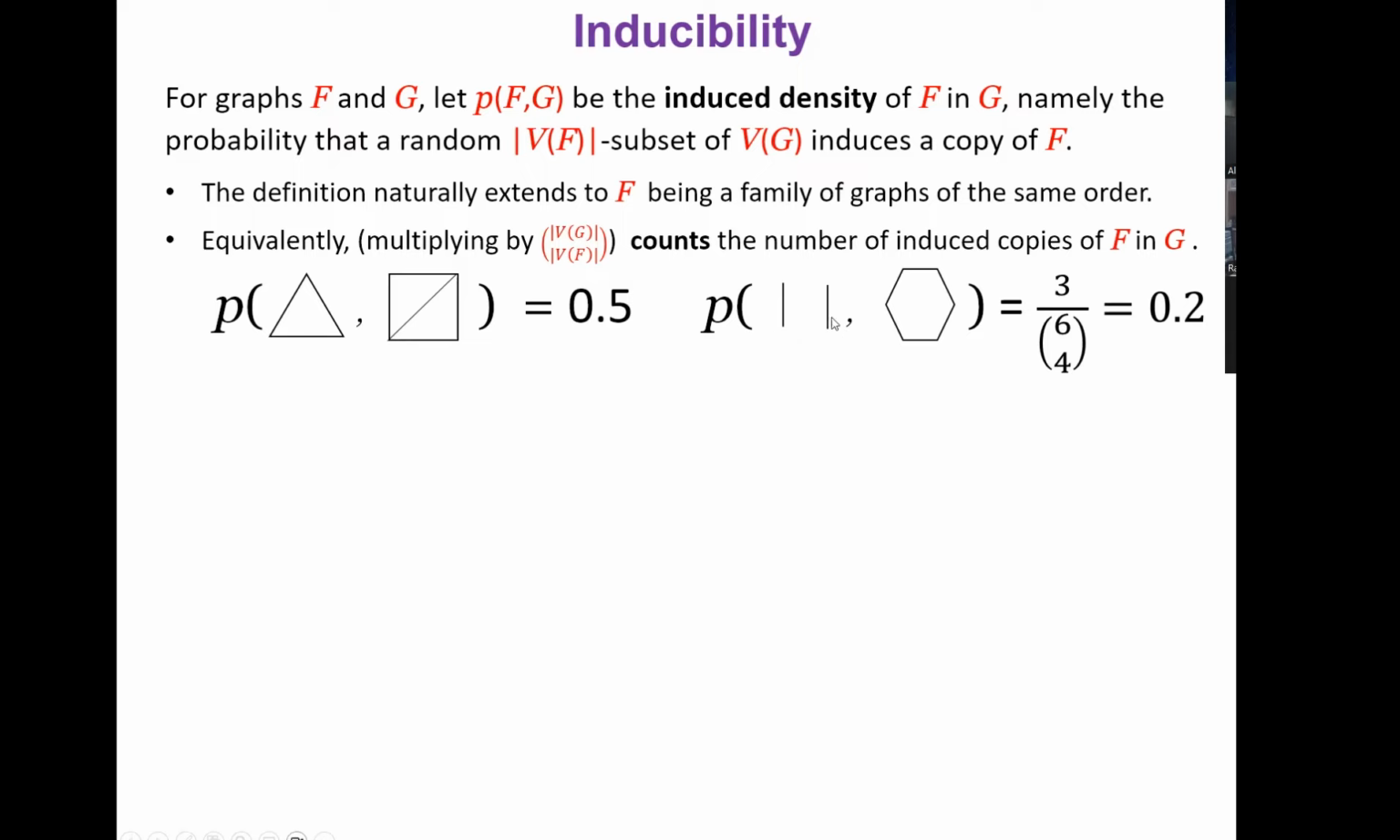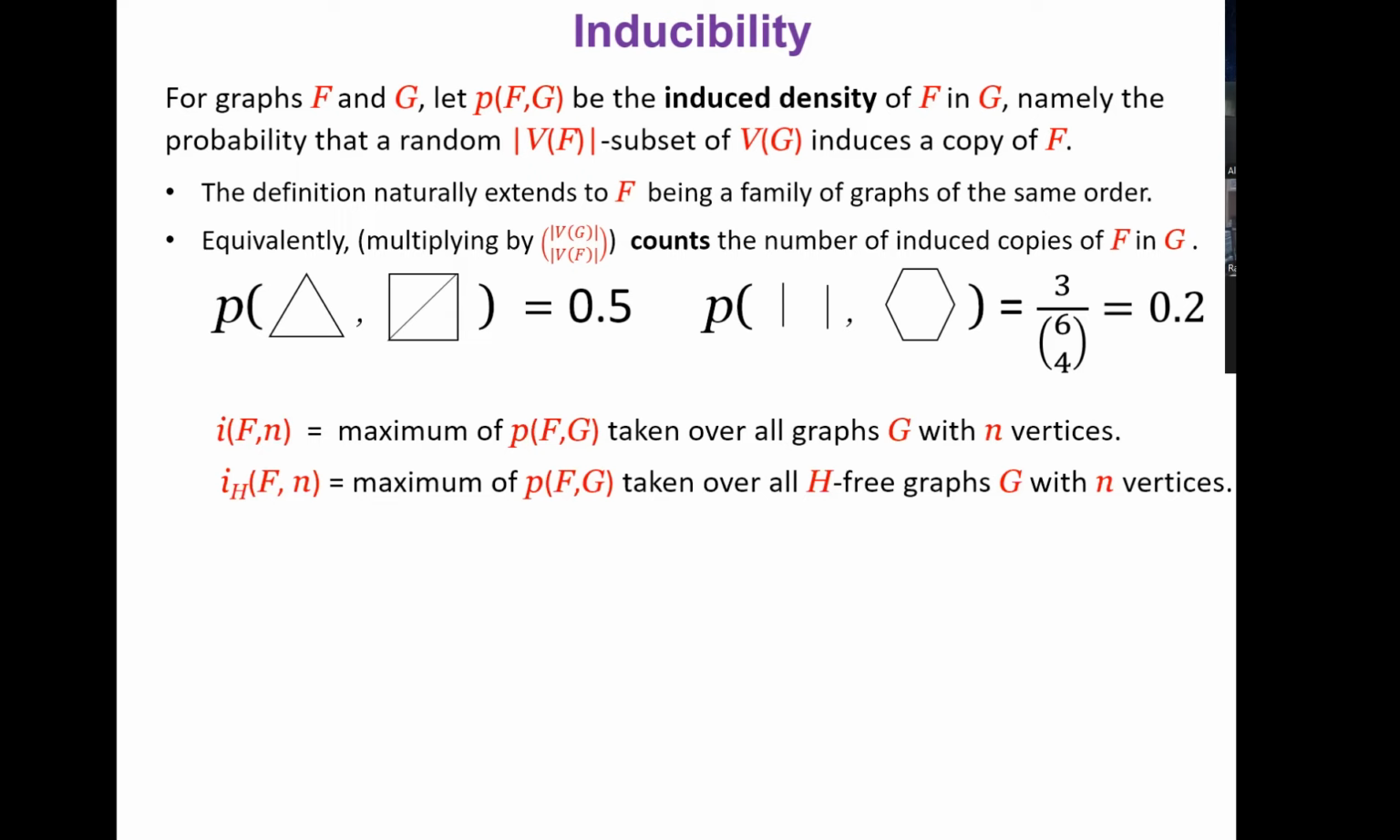And just to make the point that we are talking about induced things, the induced density of this matching with two edges inside the hexagon is, well, there are 3 possibilities. We have to take opposite sides because we want induced. So it's 3 divided by the number of 4-subsets, which is 0.2.